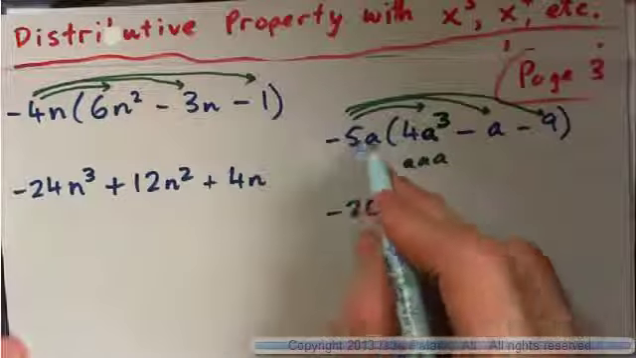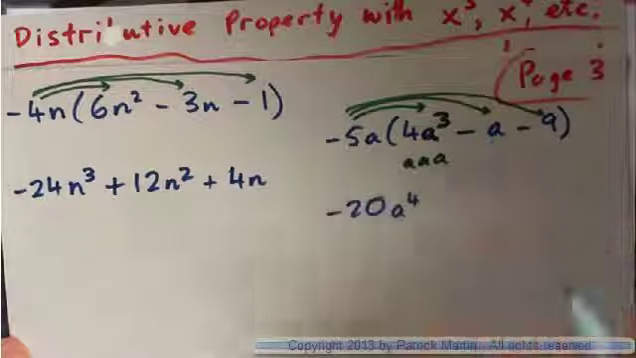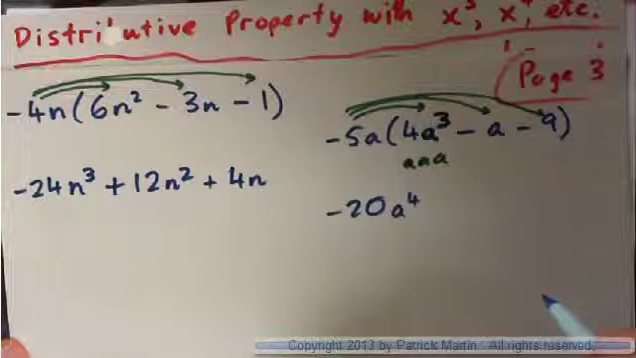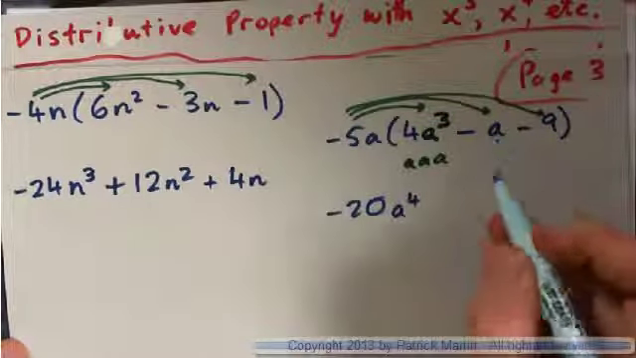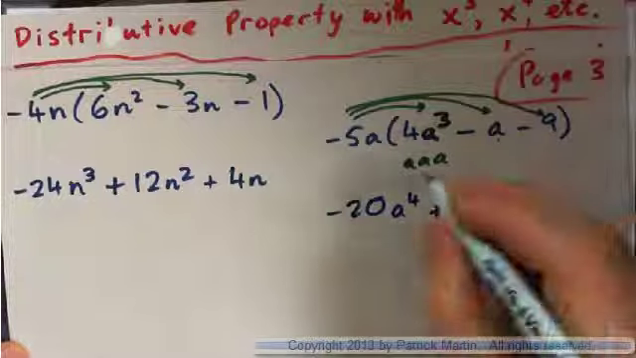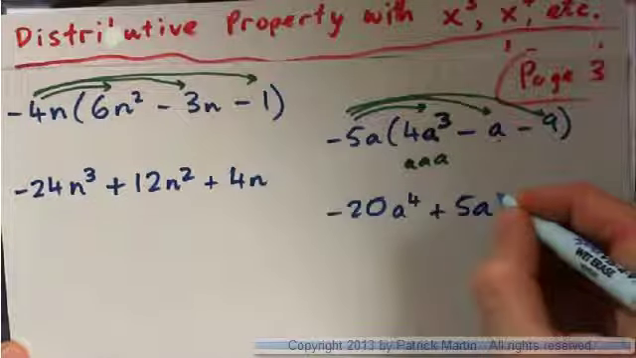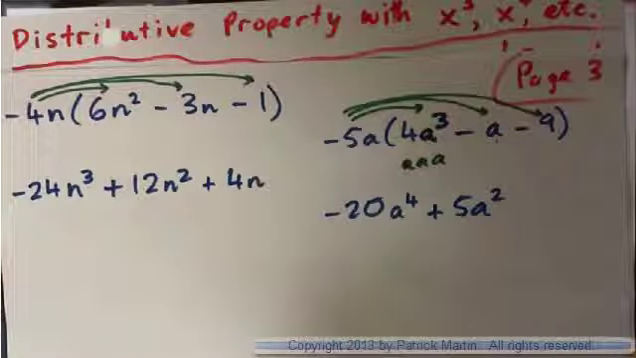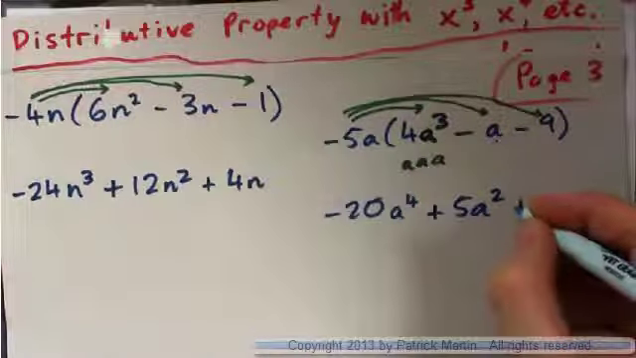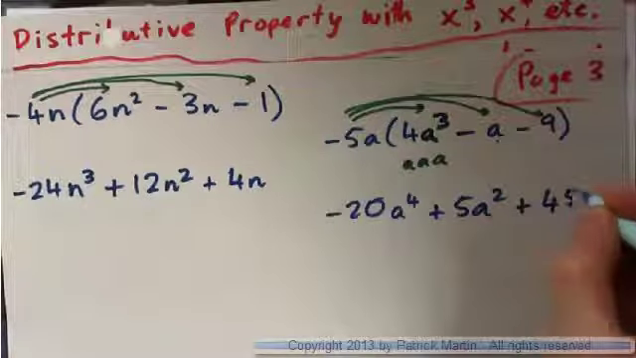Then we have negative 5a times negative a. What's that? Negative times negative. What's the sign? Negative times negative is positive. 5a squared, isn't it? And what's negative 5a times negative 9? Is that a positive 45a, right?